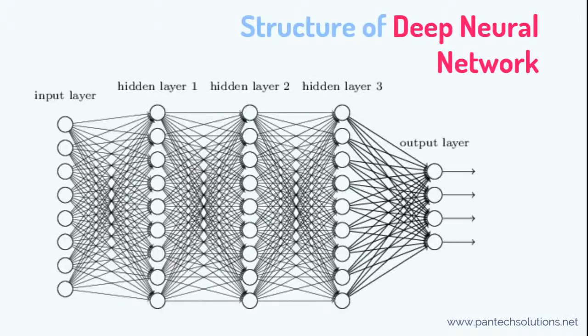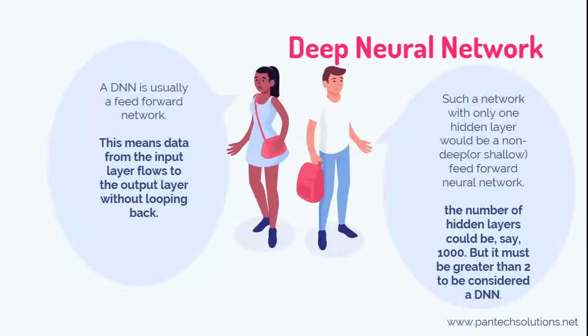So you can see here I have an input layer, an output layer, and hidden layers, more than 2. That is called a deep neural network. A deep neural network is usually a feed forward neural network only. Feed forward means the data just passes from starting to ending, not looping. But a recurrent neural network, which is one type of deep neural network, can do looping.